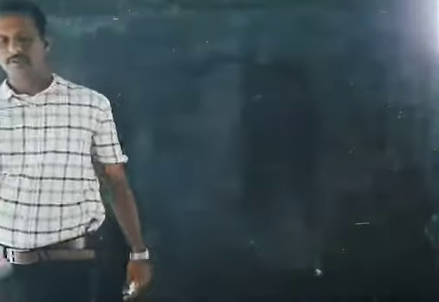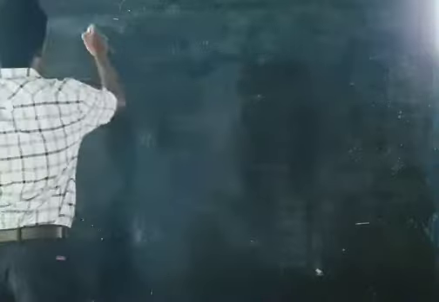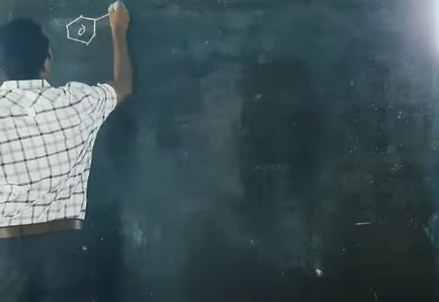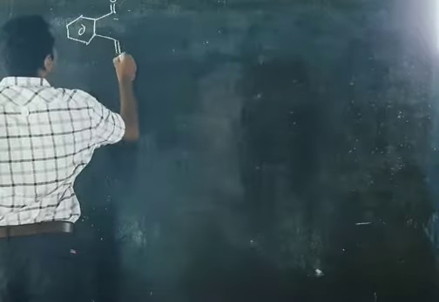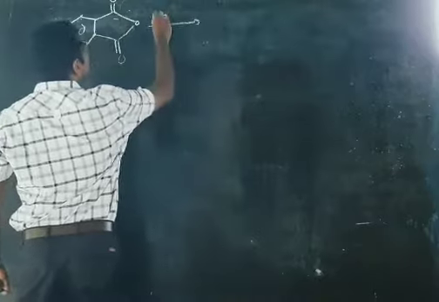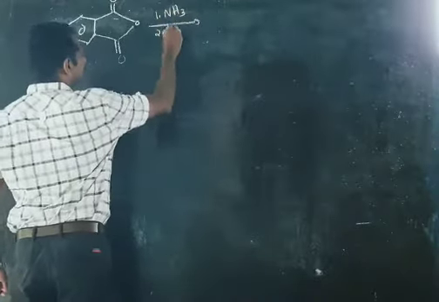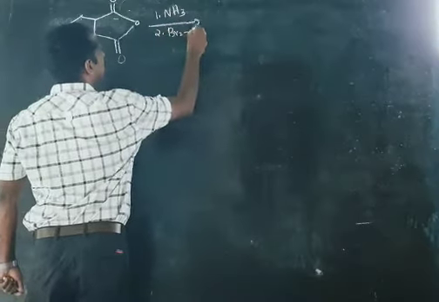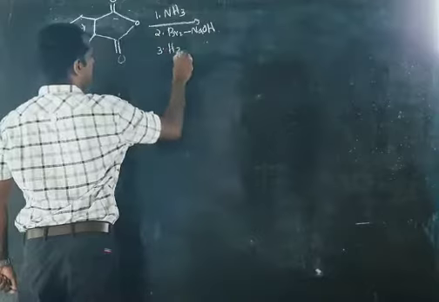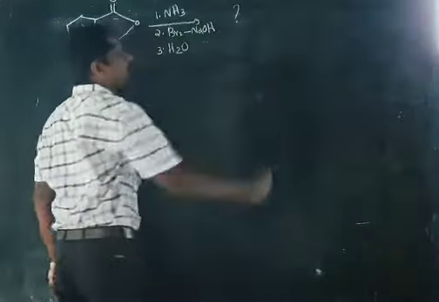Now let us go through another example, a little bit complicated example. Suppose your compound is like this, look at it here. And your reagents, one is ammonia, NH3, second one is Br2 NaOH, followed by hydrolysis. And what could be the product?